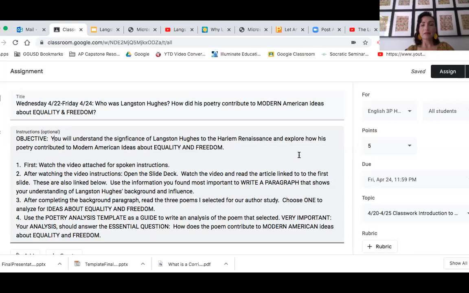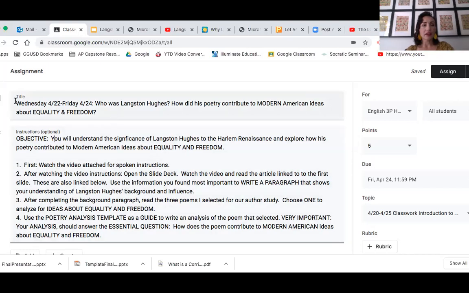I'm excited. I love the Harlem Renaissance. I'm excited to see which of the poems you choose. They're all very powerful, but it's almost like a personality test. Like, oh, which poem did you choose? What kind of person are you? So I'm excited to hear what you think. And that is all for today.